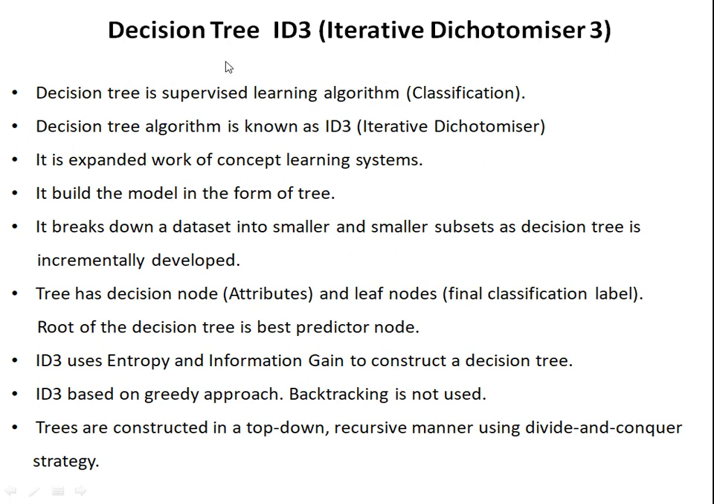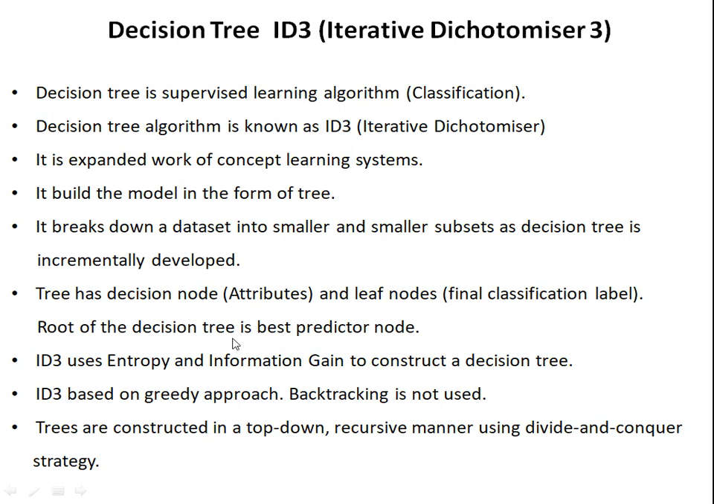In fast track, we see the decision tree algorithm. Decision tree is supervised learning algorithm. Decision tree algorithm is known as ID3. Expanded work of concept learning system. Build the model in the form of tree. Breaks down the data set into smaller and smaller subset as decision tree is incrementally developed. Tree has decision node that is nothing but attributes and leaf nodes that is final classification label.